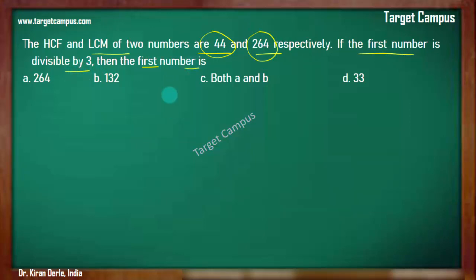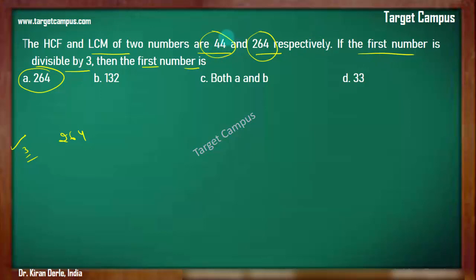Okay, fine. Let's start. Let's say the first number is 264. Is it divisible by 3? Yes. 2 plus 6 plus 4 is 12. Yes, divisible by 3, right? The first condition is met.